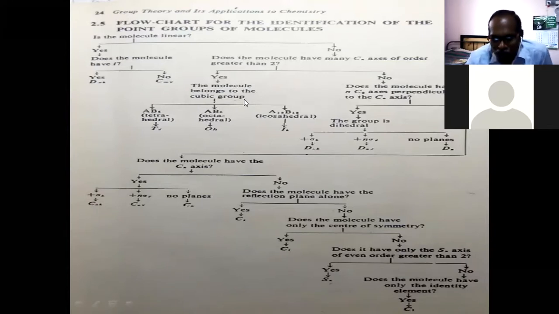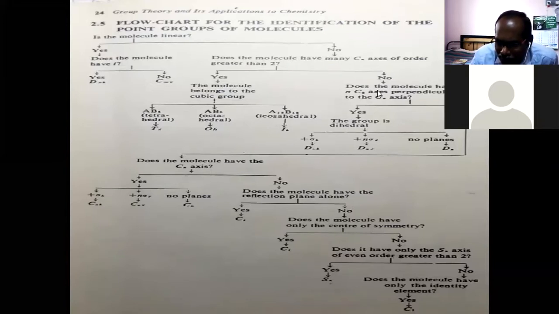If it is a cubic group, then you have to look at the molecular formula. If it is of AB4 type, it is called Td point group. Td means tetrahedral point group. If it is AB6 type, it is an octahedral point group. If it is AB12, icosahedral point group, Ih. Therefore, if you say no, that is, the molecule is not having many Cn axes with order n greater than 2.